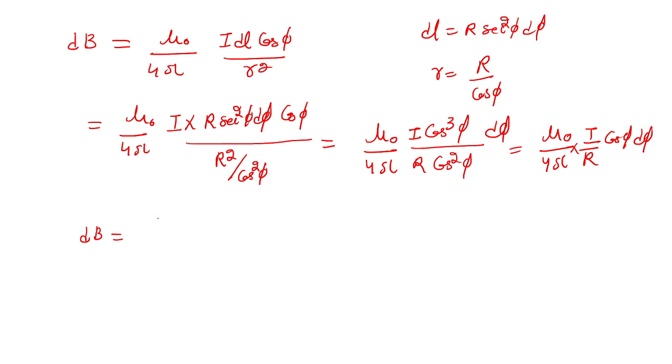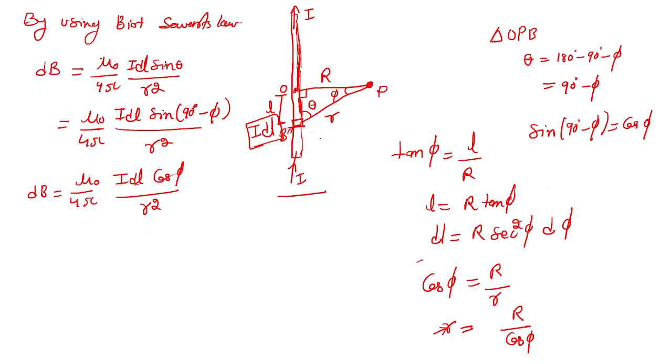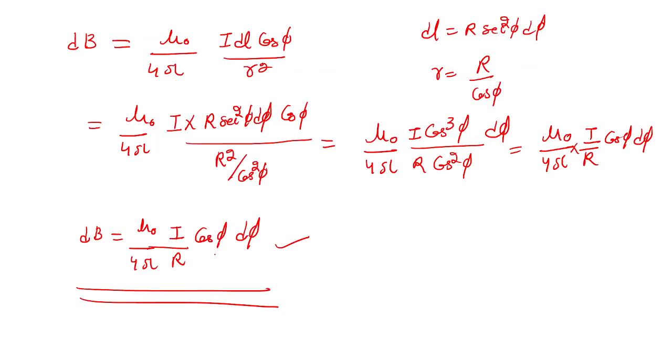Because of that small current element, this is the value that will be experienced at the point P. So this is μ₀/4π, and let's write I over r cos φ dφ. This is the expression for that small magnetic field that is produced because of that small current element that we had considered. So this one current element has this magnitude at a particular point P.